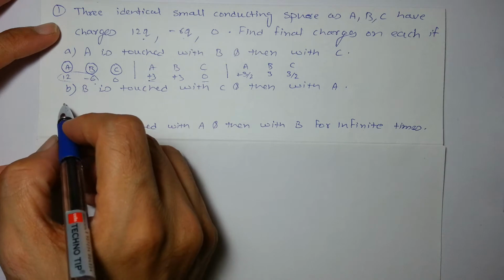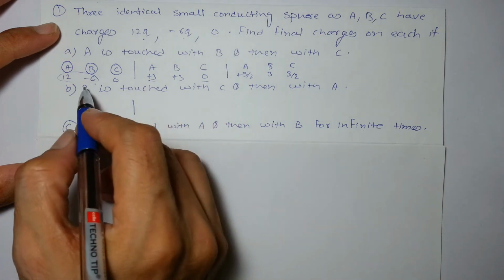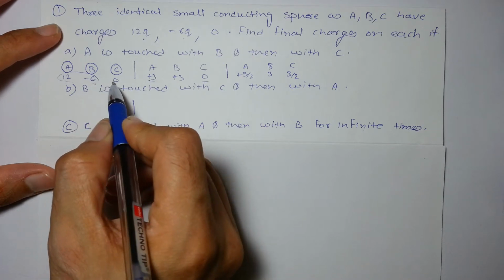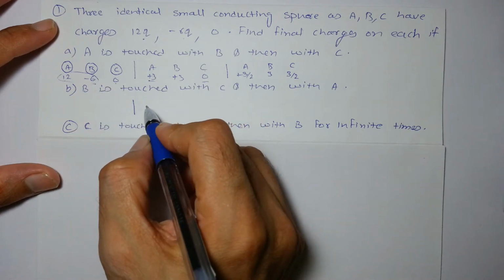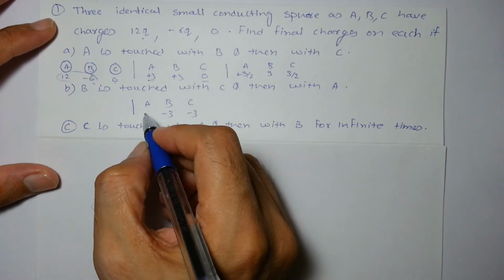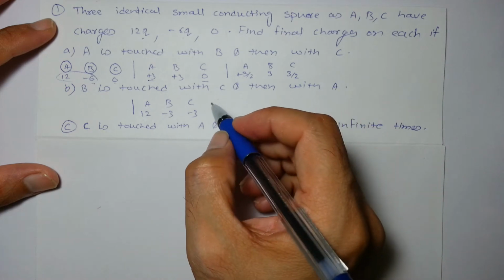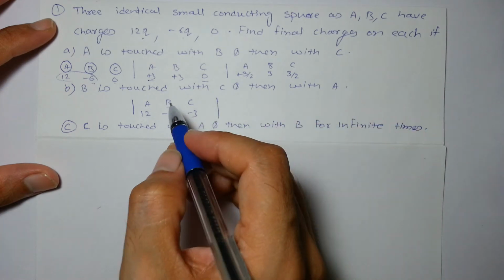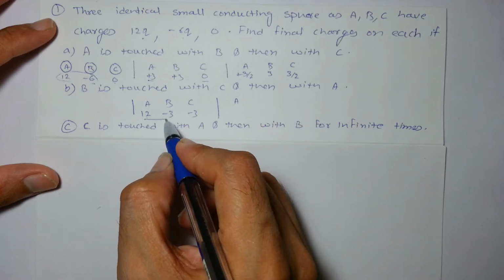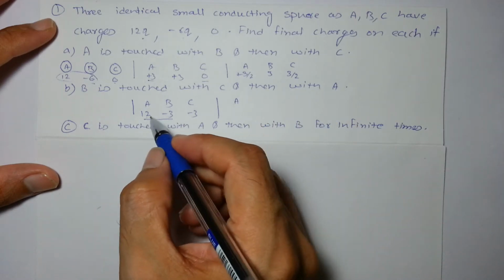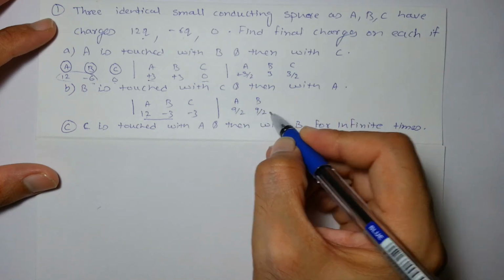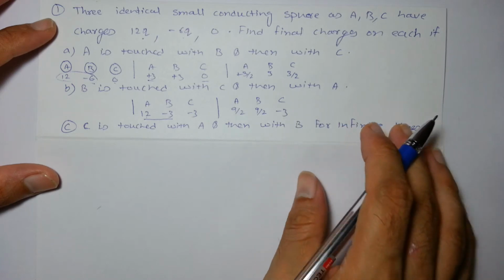Okay, so the next part is B is touched with C and then with A, from the initial state. B is touched with C. The total charge on this setup is -6, and when they touch each other, both will share equally, -3 and -3. A will have 12 coulomb. Then B is touched with A. The total charge on the BA system is 9 and they will share equally, so 9 by 2 and 9 by 2, and C will have -3.